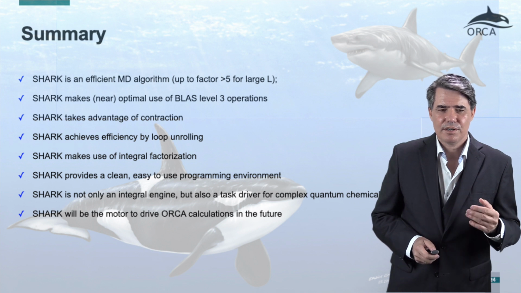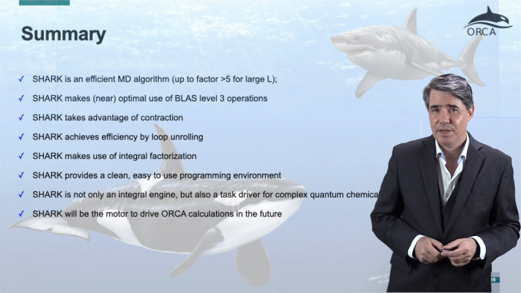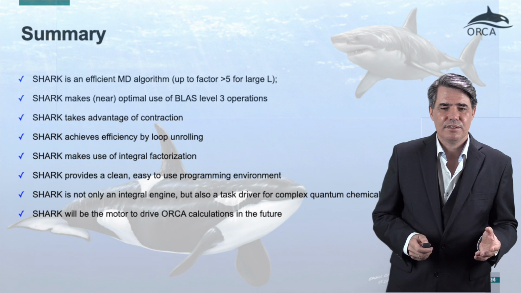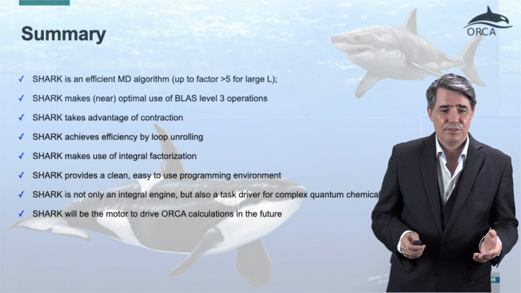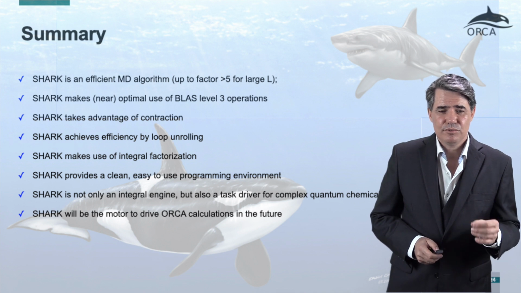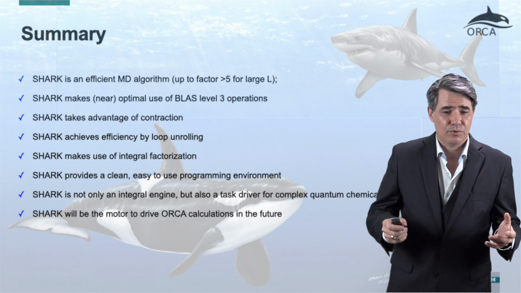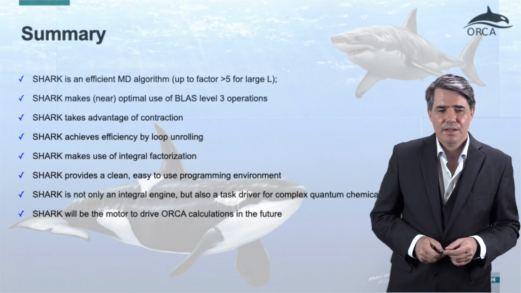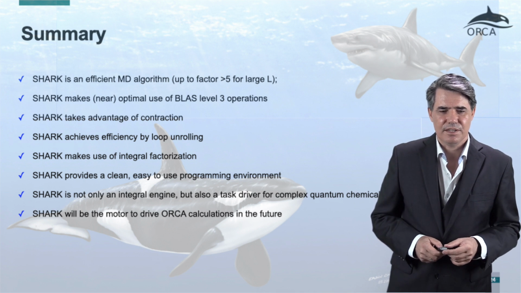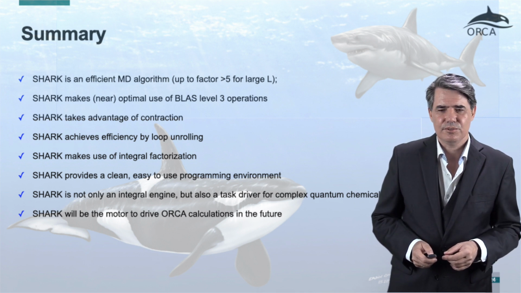And here's my summary. So Shark is an efficient integral algorithm. It performs up to a factor of 5 better than the old code for certain integral classes. It makes near optimal use of BLAS level 3 operations. It takes advantage of contractions. It achieves efficiency by loop unrolling. It makes use of integral factorization, and it provides a clean, easy way to do quantum chemical programming. And Shark is not only an integral engine, but also a task driver for complex quantum chemical tasks. And that means Shark will be the major motor to drive ORCA calculations in the future.